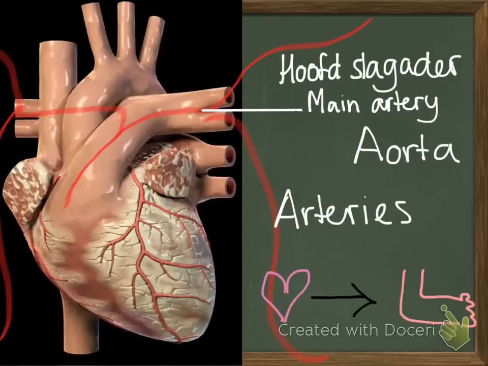Arteries are in fact nothing more than a blood vessel indicating a certain direction. An artery lets the blood flow from the heart towards the rest of the body. So arteries from the heart towards the rest of the body.